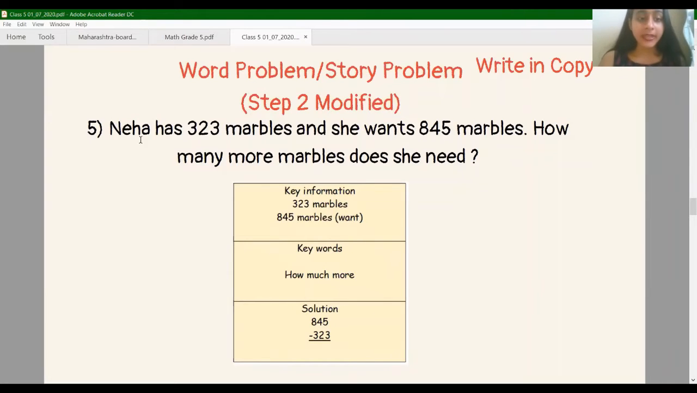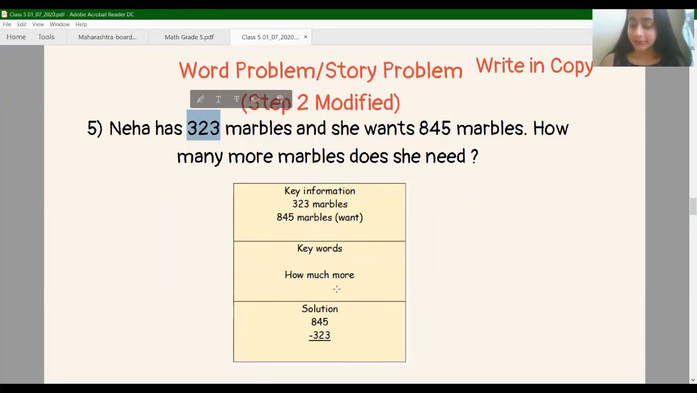Okay, let's read this question. This is interesting. Neha has 323 marbles and she wants 345 marbles. So how many more marbles does she need? What is the keyword here? How many more. Okay? How many more or how much more is your keyword. And then, sorry, in this place it should be many instead of much. Please make that correction. And here you have to subtract the smaller number from the bigger number.